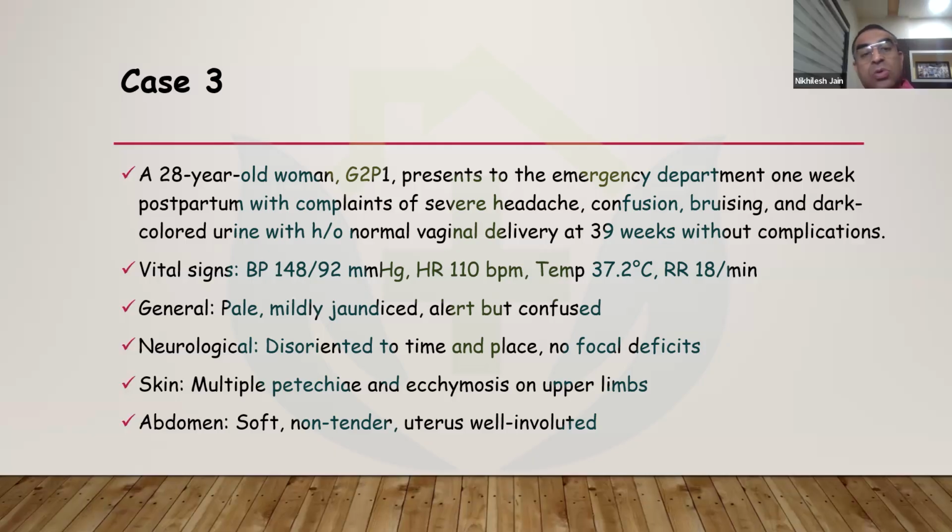Now, vital signs include a BP of 148 by 92 mm of mercury, heart rate of 110 beats per minute, temperature of 37.2 degrees centigrade, and respiratory rate of 18. On general examination, the patient is pale, mildly jaundiced, alert but confused. Neurologically, this patient is disoriented to time and place, no focal deficits. Skin is suggestive of multiple petechiae and ecchymosis on the upper limbs. And abdominal examination tells you about a soft, non-tender uterus, which is well involuted.